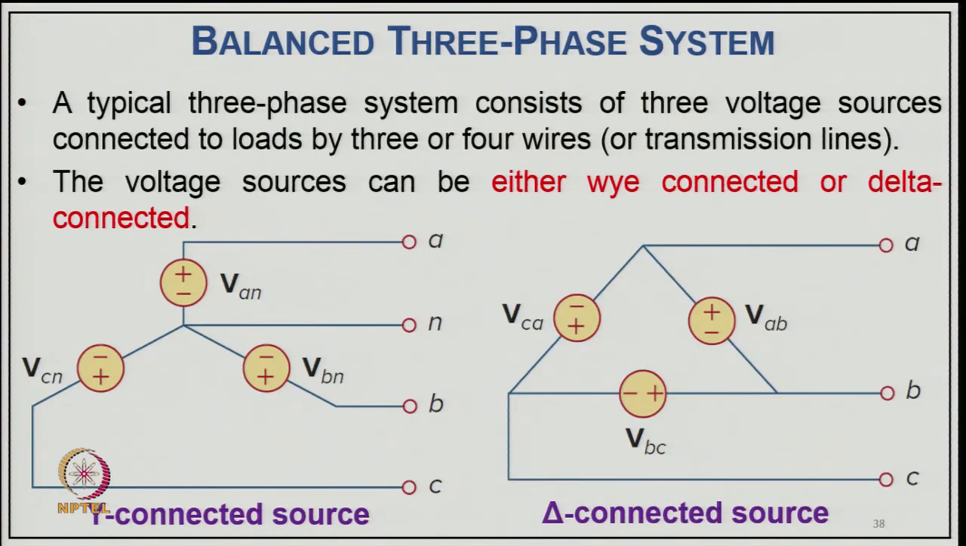Now, coming to the balanced 3-phase system. A typical 3-phase system consists of 3 phase voltage sources connected to a load by 3 or 4 wires or transmission line, and the voltage sources can be either star connected or delta connected. You can see here a 3-phase generator which can be connected in star. Normally we have a star connection, because you need a neutral for providing the supply for single phase loads along with the 3-phase load, or you can have a delta connection, but then you can feed only 3-phase loads.